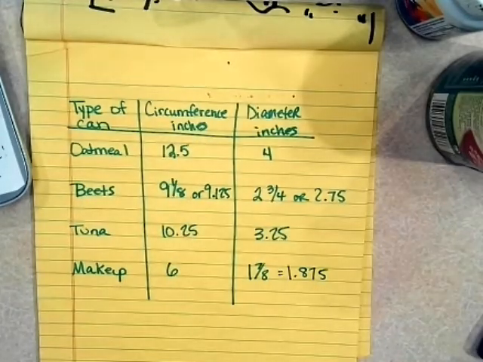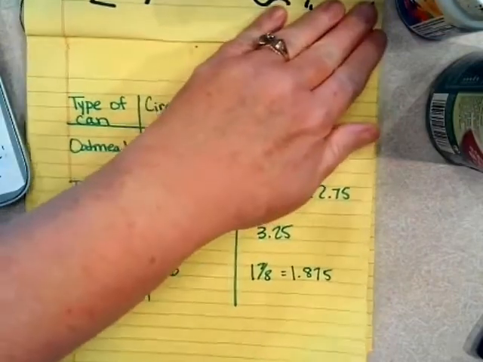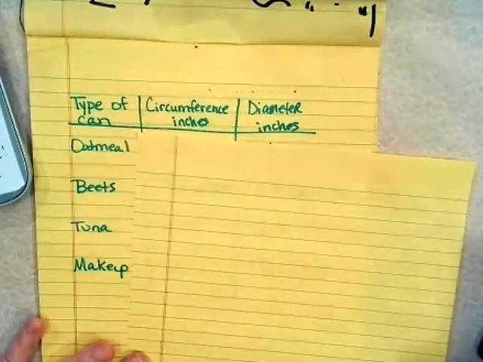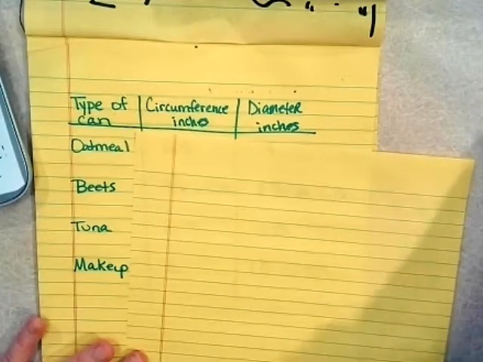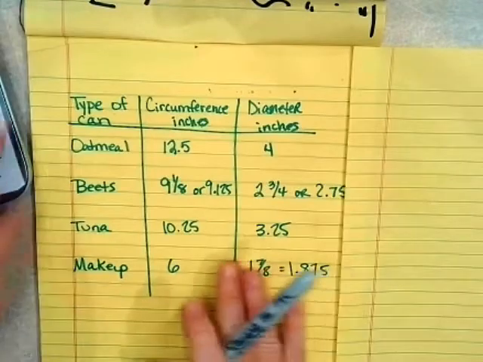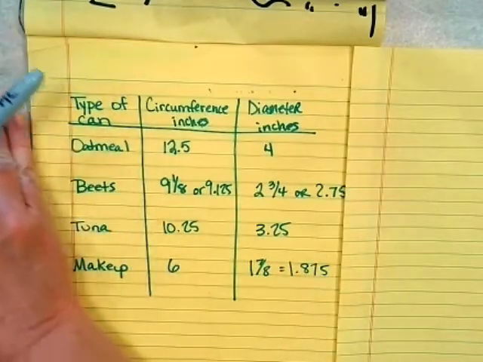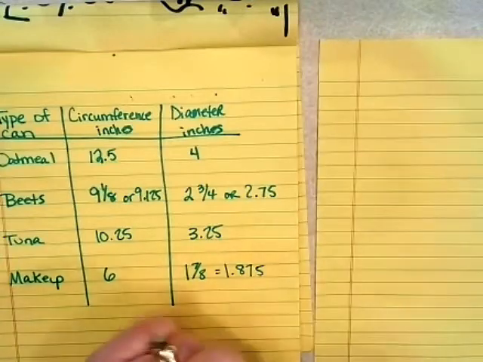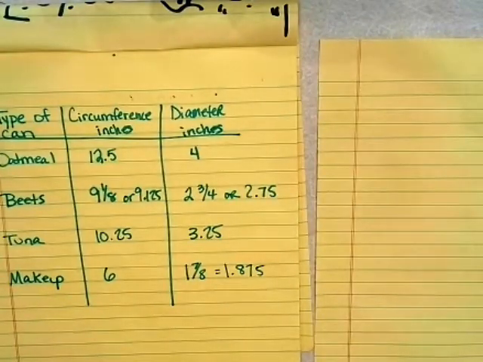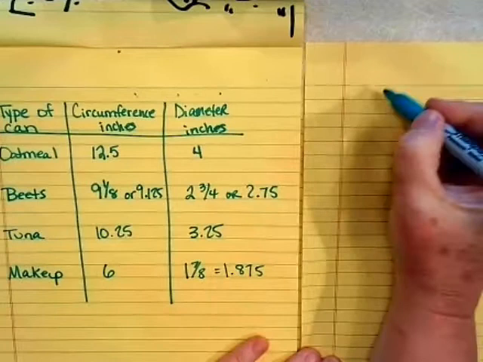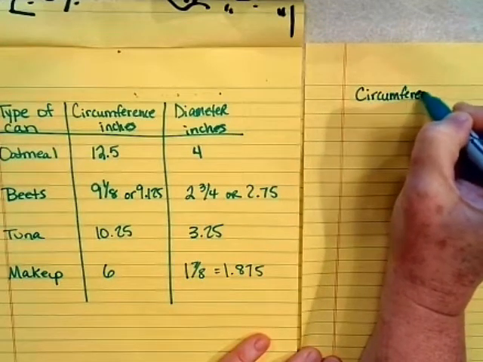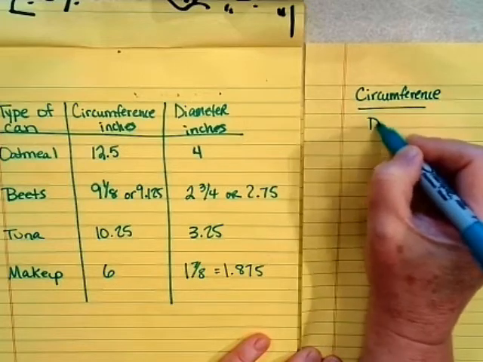Okay. Now here's what we're going to do next. We are going to, on a sheet of paper right here, find the ratio of the circumference divided by the diameter. Okay? I should have left me a little more room, but it'll be okay. So this is the circumference divided by the diameter.